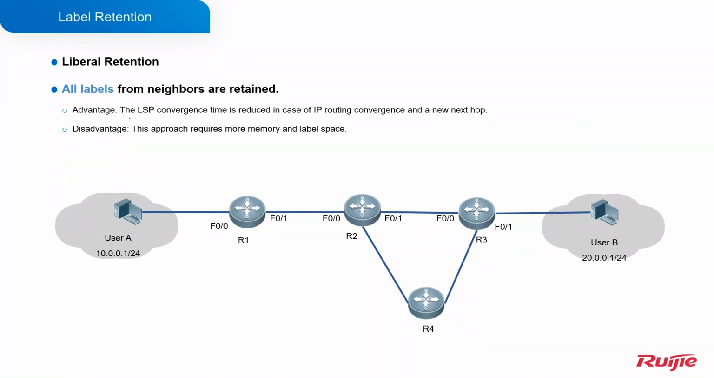And the advantage is that the LSP convergence time is reduced in case of IP routing convergence and a new next hop. For example, in this topology, R3 can send the distributed label to R2, right? I will show you label 3. You can take it to become the out label. And except R3, we also have another neighbor, R4. R2 can also use R4 to reach the segment 20.0.0.1. So R4 also will distribute one label for it to its neighbor.